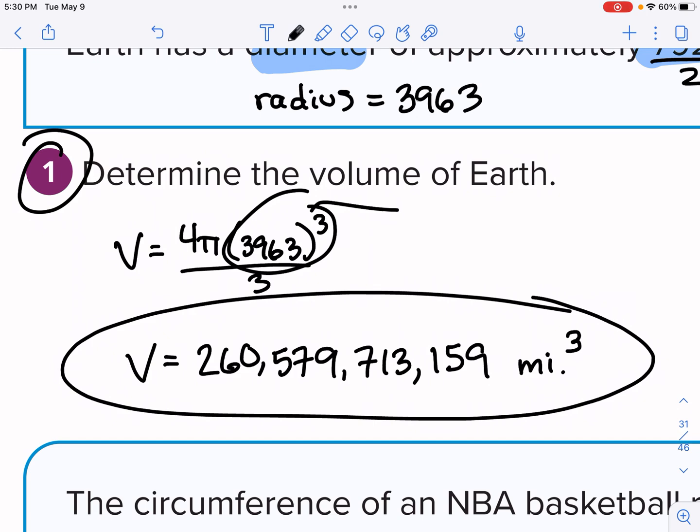So think of a cubic mile, right? How long it takes you to run a mile. If you run that for the length of a cube, and then the height of the cube, and then the width of a cube, you need 260 billion of those cubes to fill up the Earth.